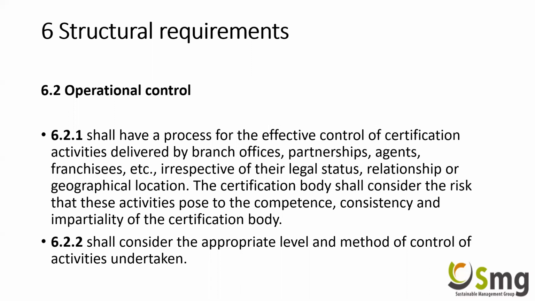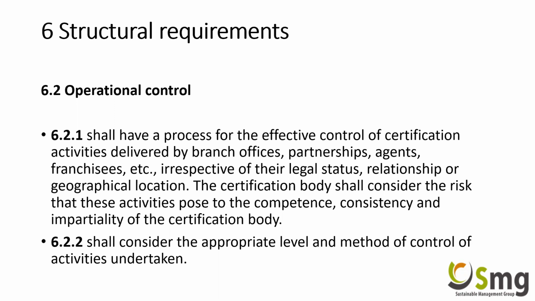Operational control, 6.2: we shall have a process for the effective control. So we have a certification process, and actually in one of the annexes of ISO 17021-1, they have a certification process flow that we are following. But we also need to make sure that we have a certification process for our branches. If we have branches, how those branches are operating. And if we have partnerships, agents or franchisees, how they operate.